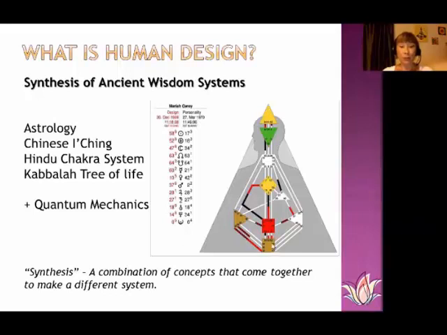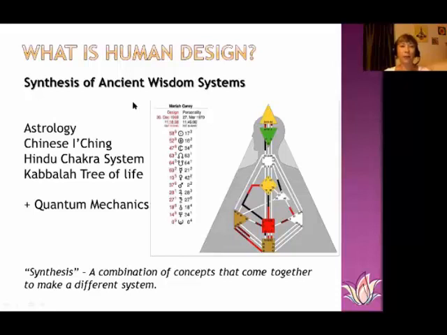If you look at these geometric shapes here, you may recognize the Hindu chakra system. And then if you are familiar with the Kabbalah tree of life, if you turn the Kabbalah tree of life upside down, you'll recognize how these lines here sort of represent the tree of life.